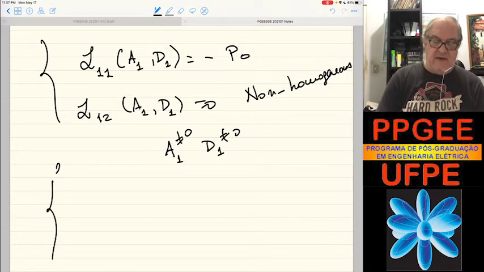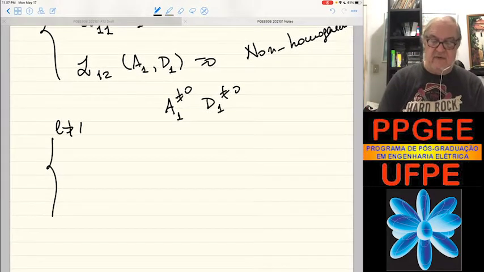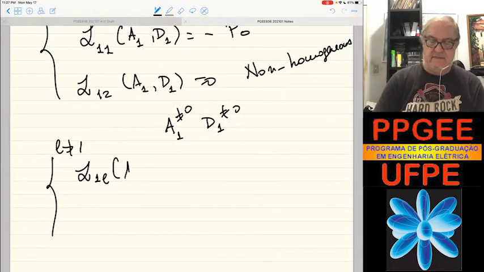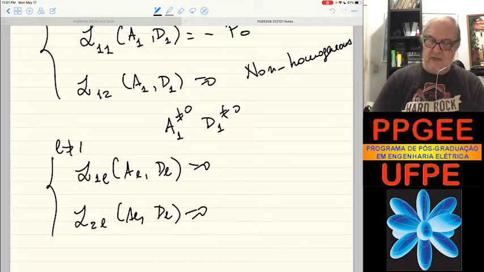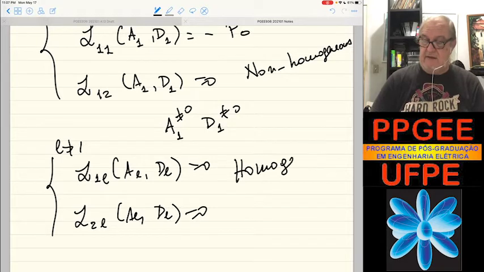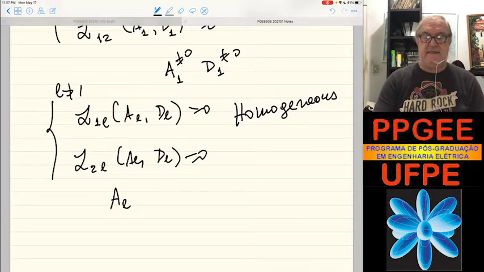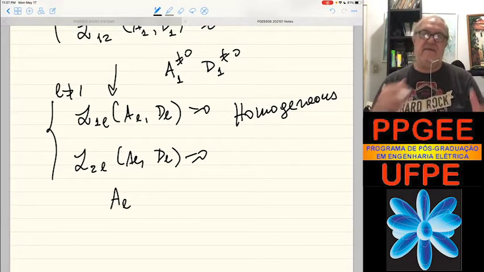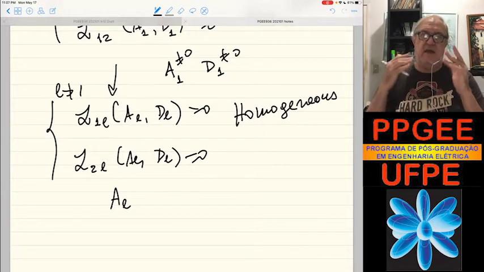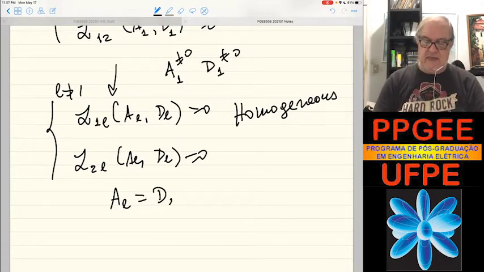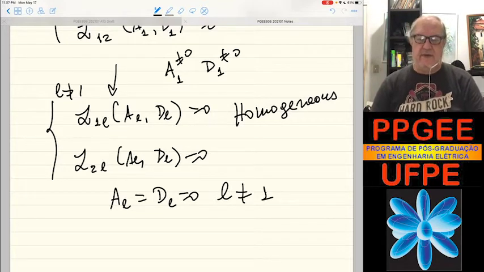The remaining equations for L different than 1 are going to involve L1L and L2L of ALDL, both equal to 0. So we have a homogeneous system for each L. In this case, because this is a linear combination of AL and DL, we have two equations, two unknowns, homogeneous. So AL equals DL equals 0 for L different than 1. So that's the solution of the problem.